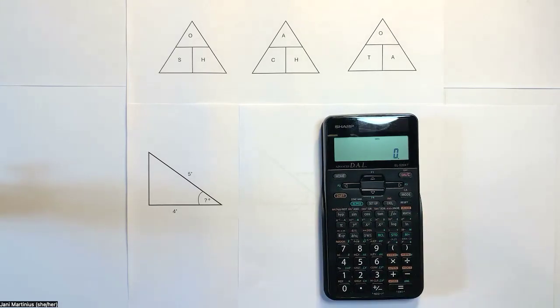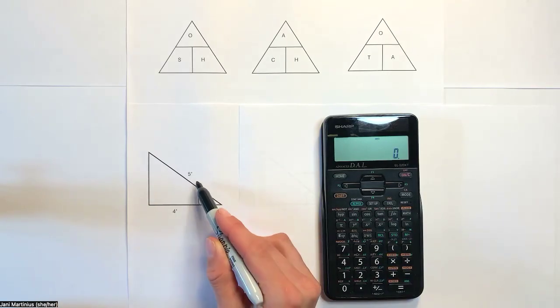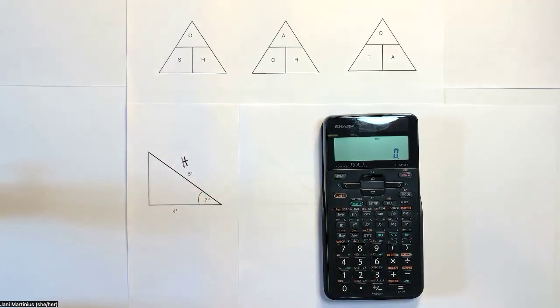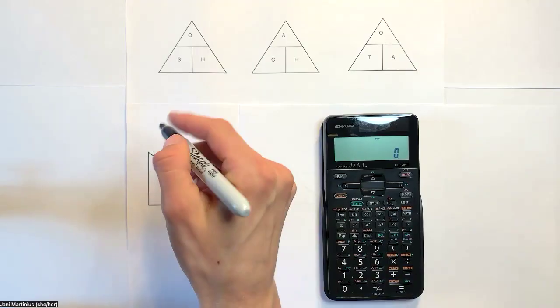Okay, first step, we have an angle. First, we need to find what we have. We have a hypotenuse and we have something adjacent. Looking at our triangles, I'm going to go with CAH.